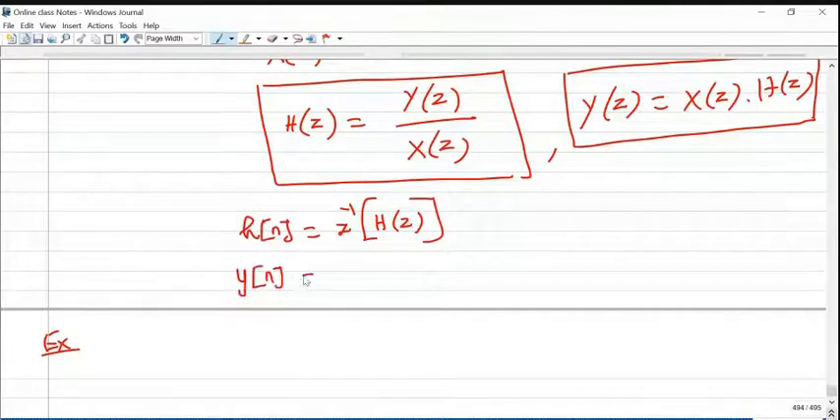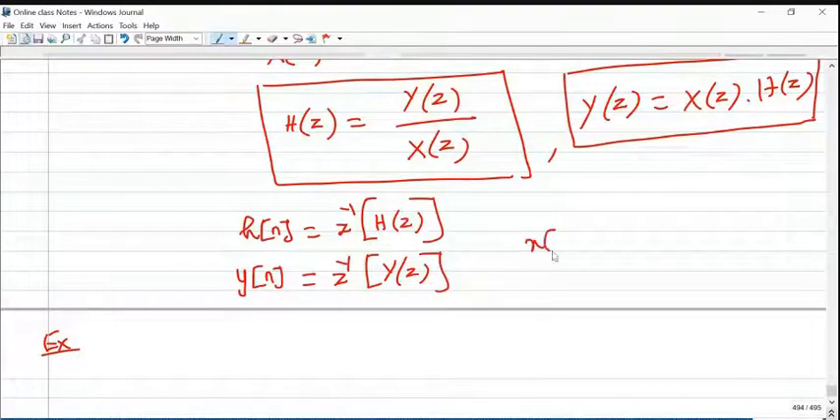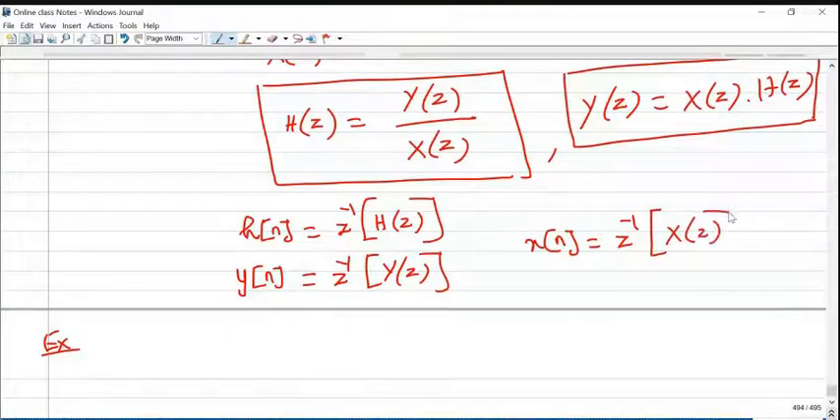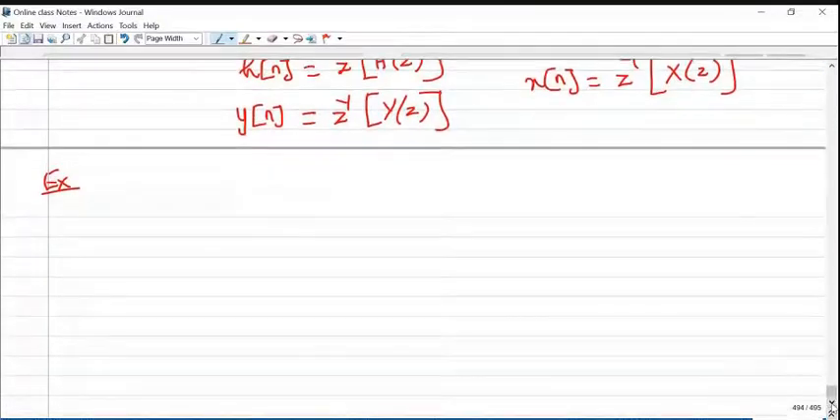Suppose you want to calculate y(n) for the given x(n), h(n). Then take the inverse Z transform of Y(z). Suppose y(n), h(n) are given and you want to calculate x(n). Then take the Z inverse of X(z), because the relation is available here: H equal to Y by X. From this you may calculate Y equal to H X, or X equal to Y by H, right? So you follow that. And I'll solve some typical examples on that.